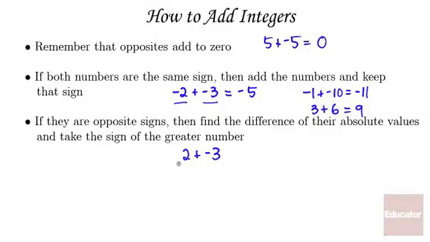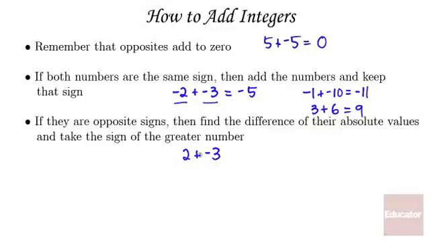If you don't remember absolute value, then take a look at the lesson right before. Absolute value asks me for the distance from 0. So on the number line, how far away is 2 from 0? I know it's 2, right? So the absolute value of 2 is 2. The absolute value of this is 3. So I'm actually going to take the absolute values and then subtract them.